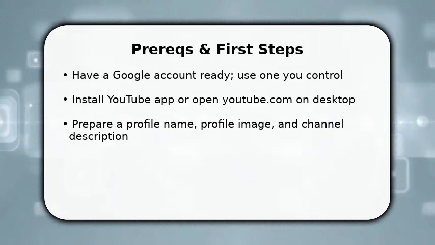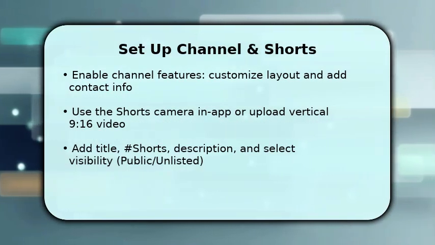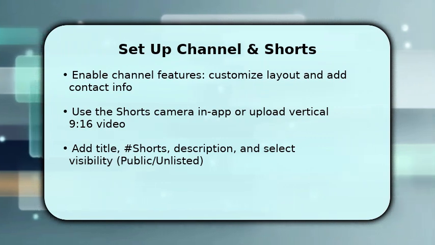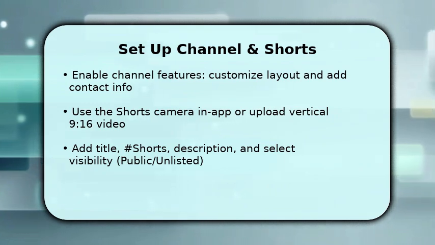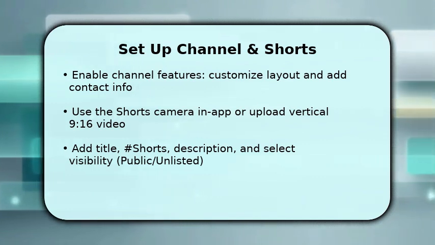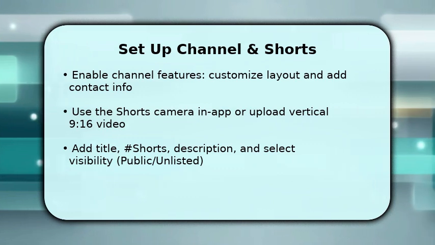Next, set up your channel and content workflow so you can publish Shorts quickly. You customize channel layout and links, then open the Shorts camera or upload a vertical 9:16 video under 60 seconds. This matters because YouTube classifies content as Shorts by format and length. When uploading, write a concise title, include #shorts in the title or description, choose visibility, and add tags or a category to help YouTube recommend your clip.